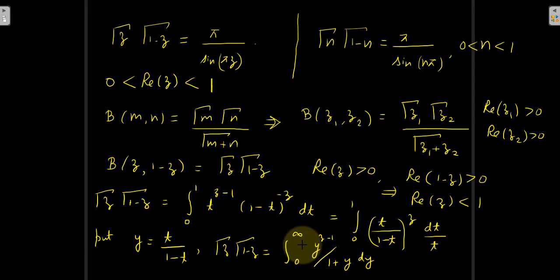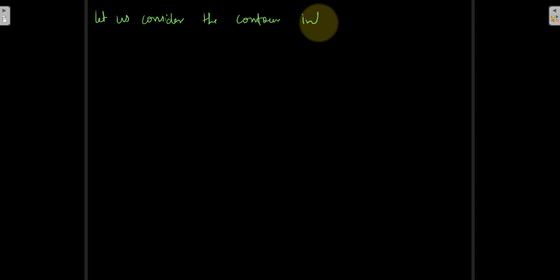This integral involves a complex number z: the integral from 0 to infinity of y to the z minus 1, divided by the bracket 1 plus y, dy. Okay, z is a complex number here. So what we are going to do now is solve that integral with the help of complex integration, or contour integration, we can say. So what we do now is, let us consider the contour integration, and what I am going to consider is this contour integration.